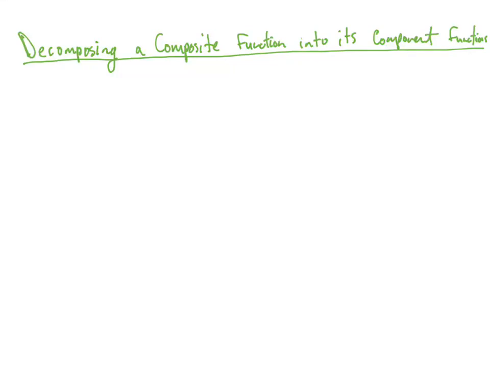Alright, in this video I'm going to show how we can decompose a composite function to get back to its original two functions. So suppose we have these two functions. h of x is equal to x squared plus 1, g of x is equal to 3x minus 4.